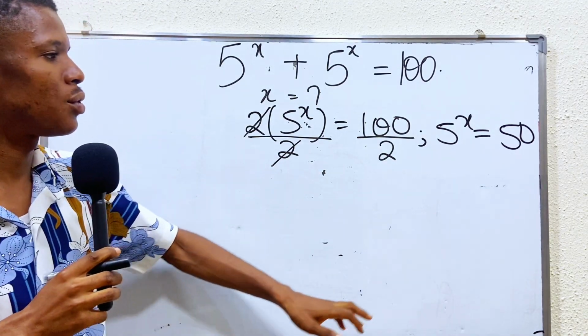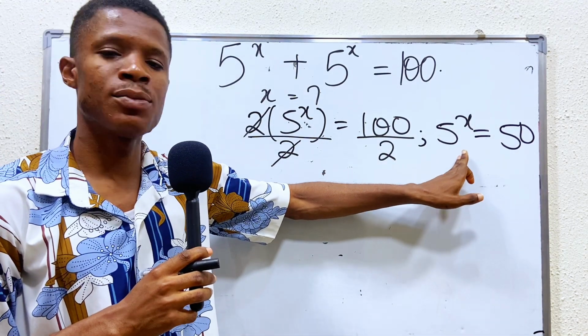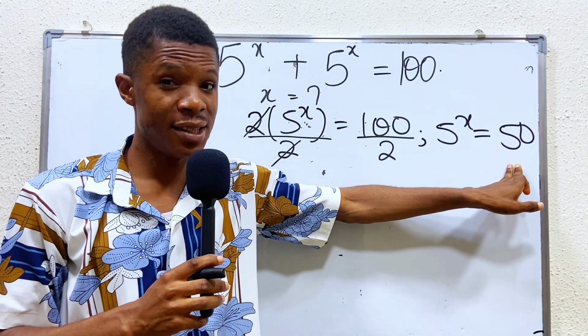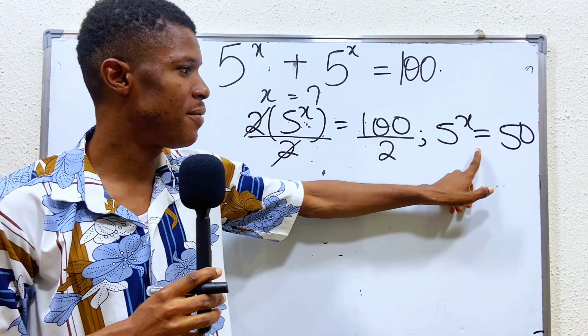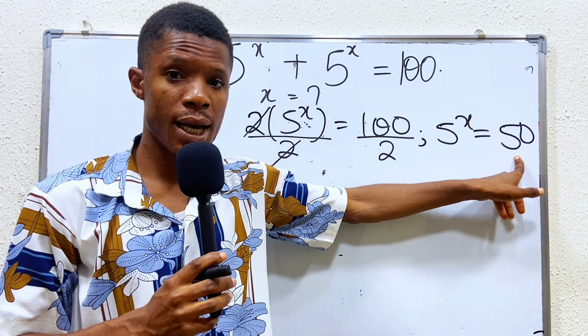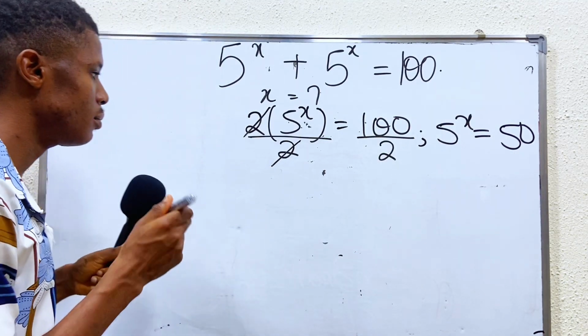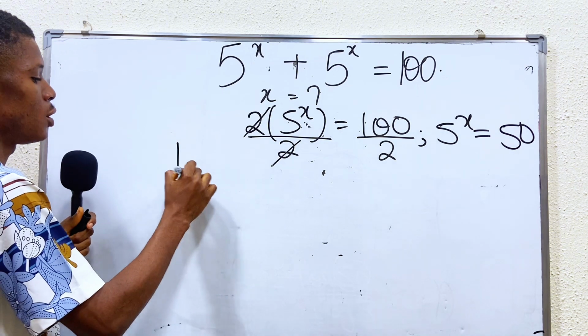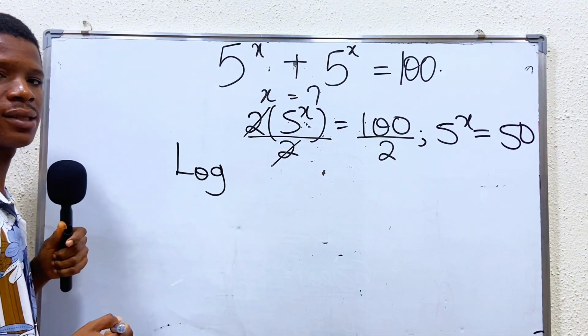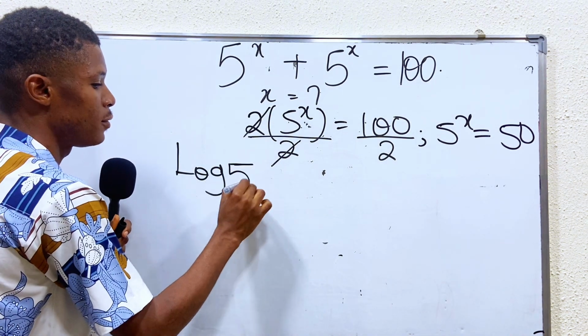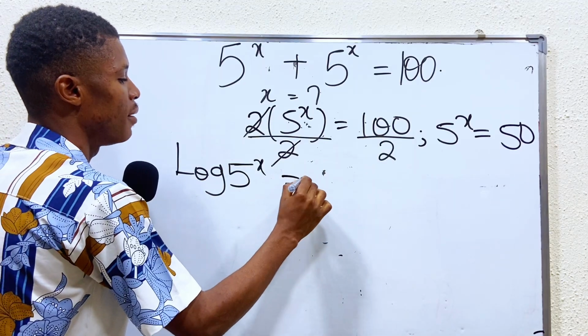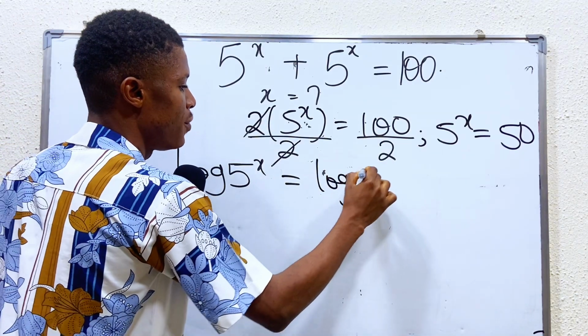Then again, we are going to think, can we express the left and the right hand side in the same base? This is base 5 and this is base 50. No, we can't. So what do we do? We introduce the logarithm. All we have to do is take the logarithm of both sides. So if I write log 5 to the power of x, I will now have log 50.